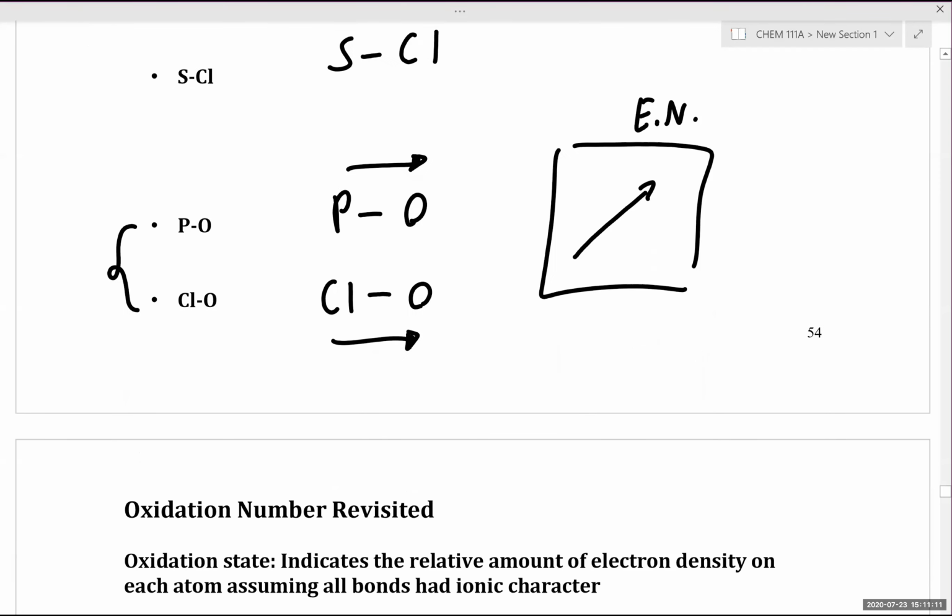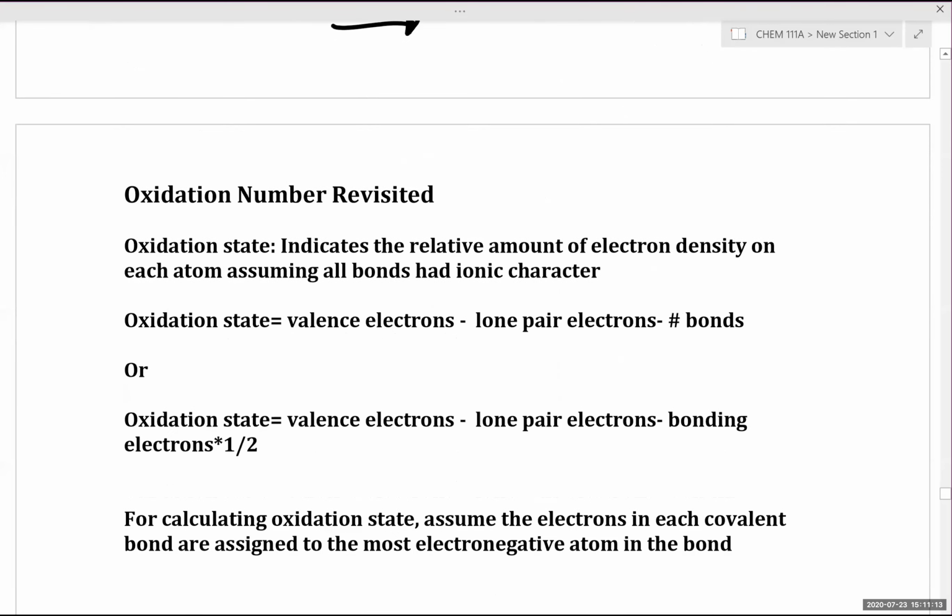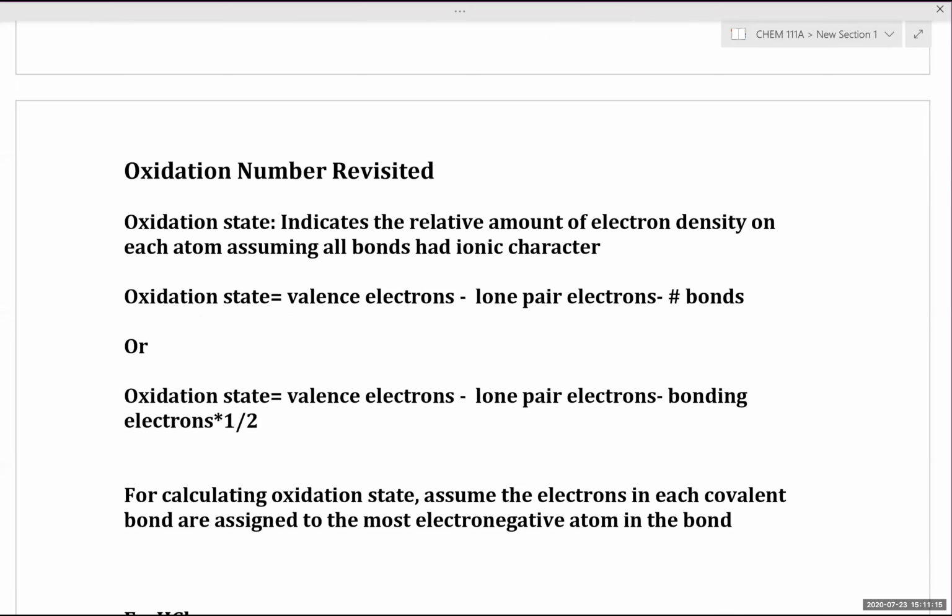Okay, so let's keep going now. What we're going to do is switch to the next note set, and we'll start to discuss molecular shape and molecular polarity. So I'm just going to pause this recording.